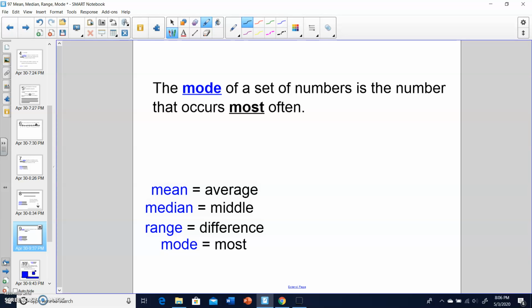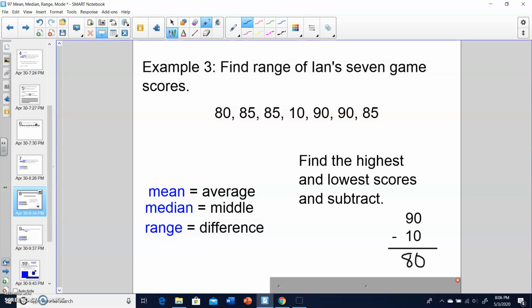Okay, so if we were finding example 4, it's not on here, but example 4 in your math book says, find the mode of Ian's 7 game scores. So which one occurs the most often? Well, here I have 1 80, 2 85s, and here's my third 85. I have 1 10 and 2 90s. So which score appears the most? That would be 85 again.